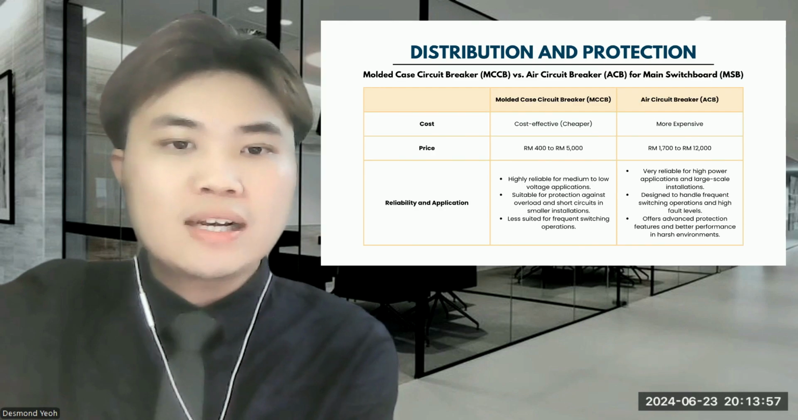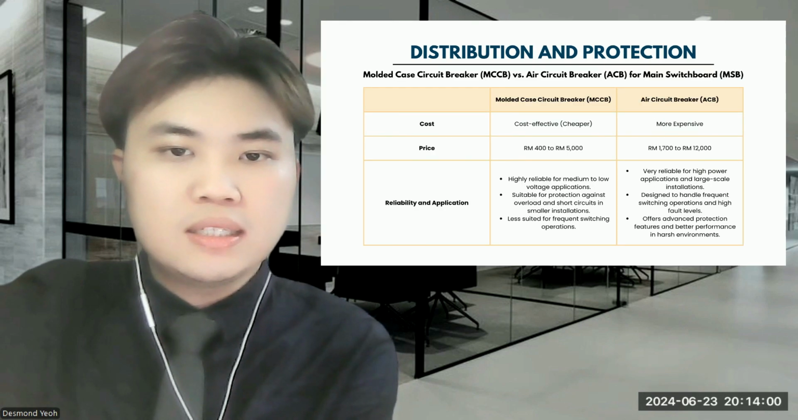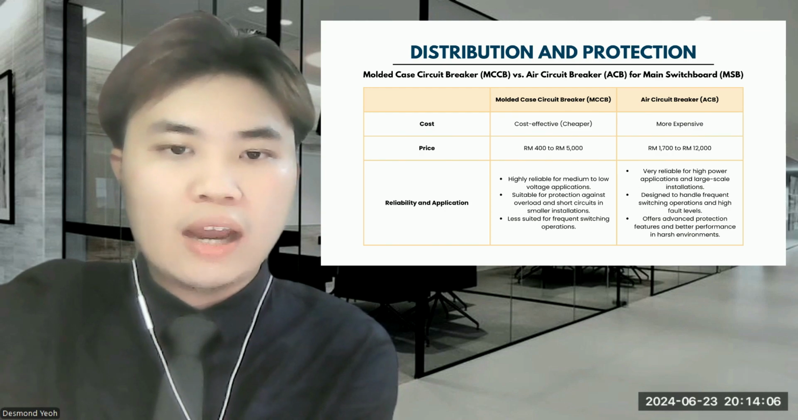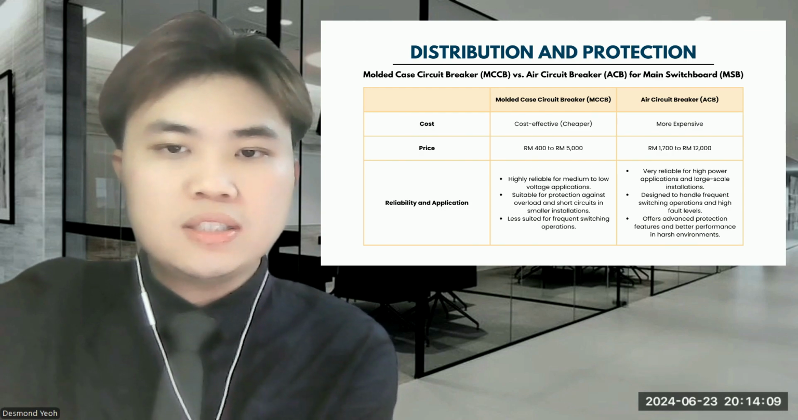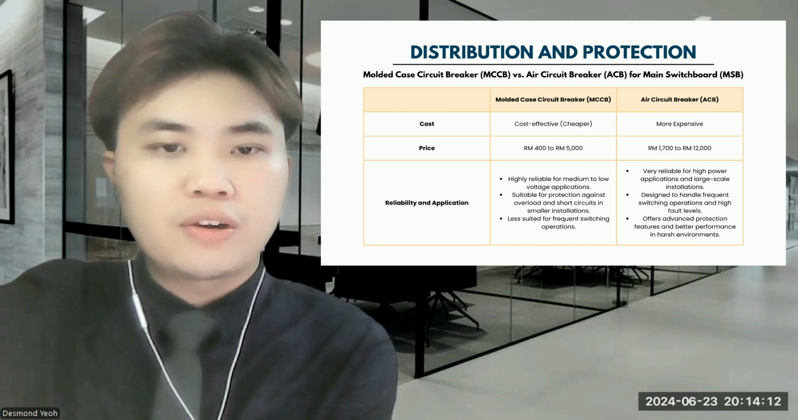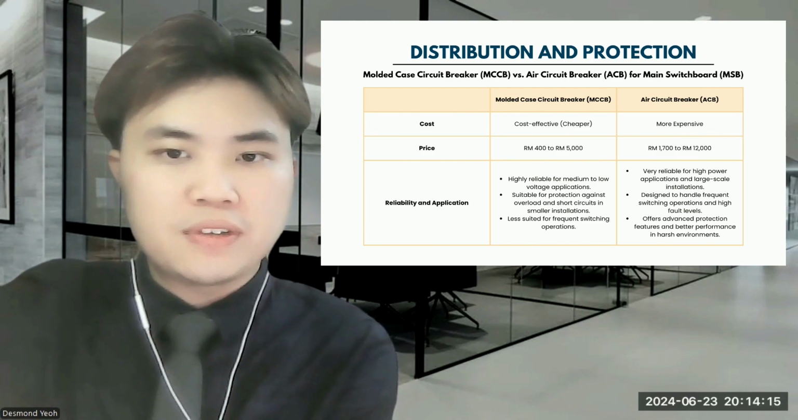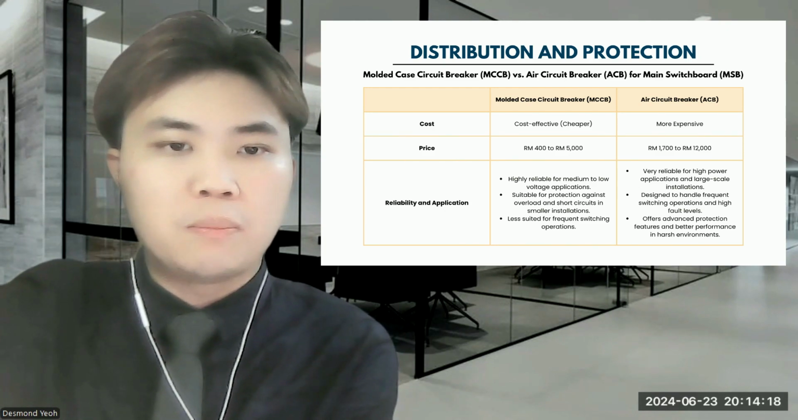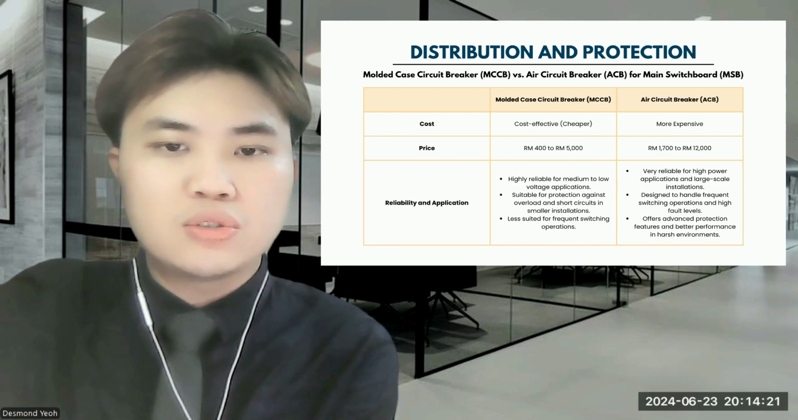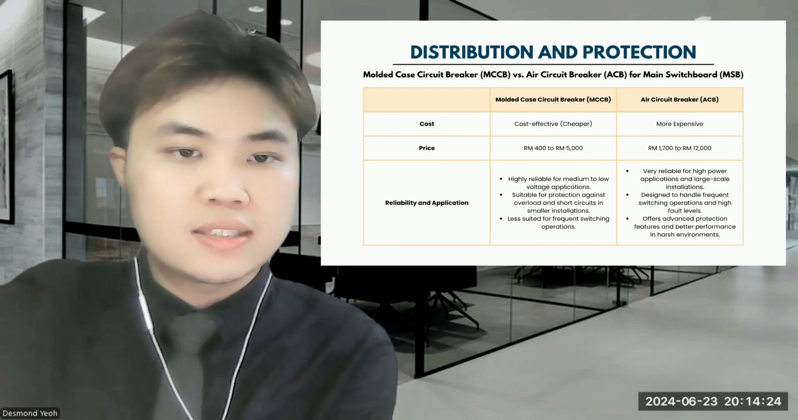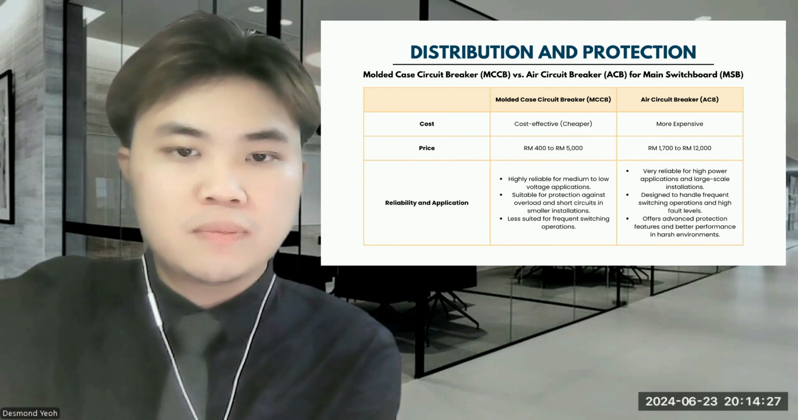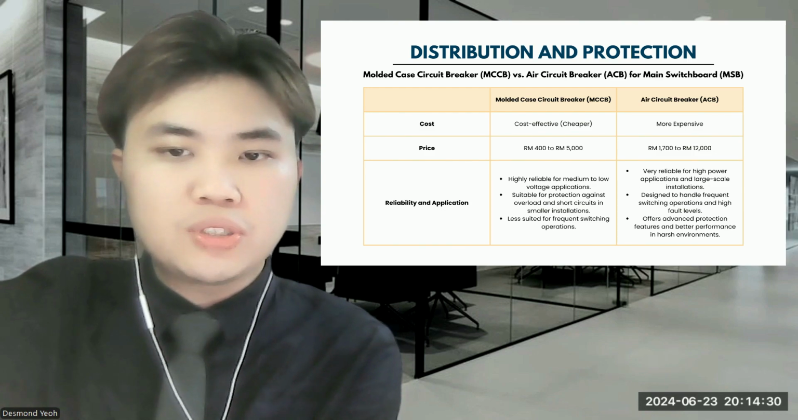public buildings. When it comes to the main switchboard or MSB, there are primarily two options available: molded case circuit breakers (MCCB) or air circuit breakers (ACBs). MCCBs generally cost cheaper than ACBs, ranging from 400 ringgit to 5,000 ringgit, depending on the specifications. They are highly reliable for medium to low voltage applications and are suitable for protection against overload and short circuits in residential and commercial installations. They are also less suited for frequent switching operations.